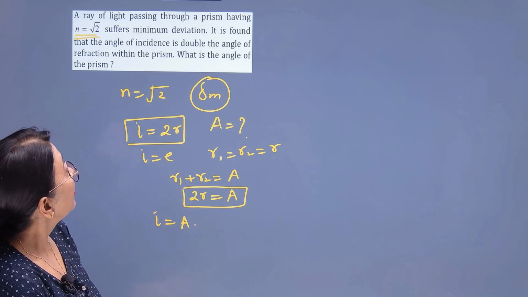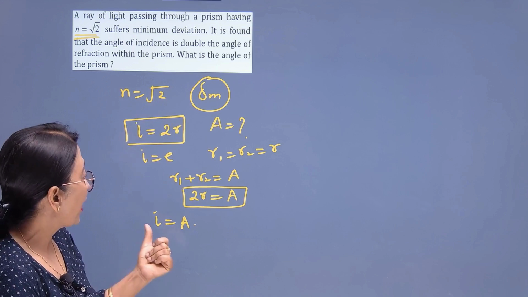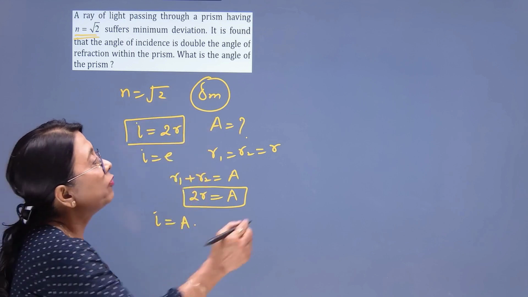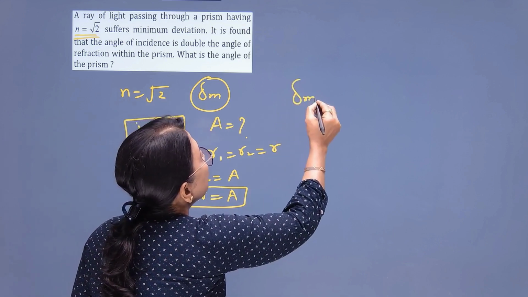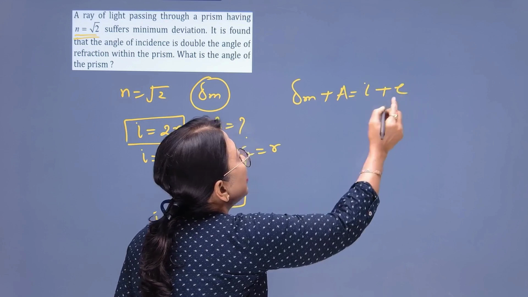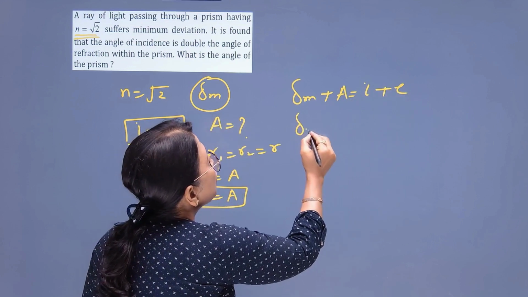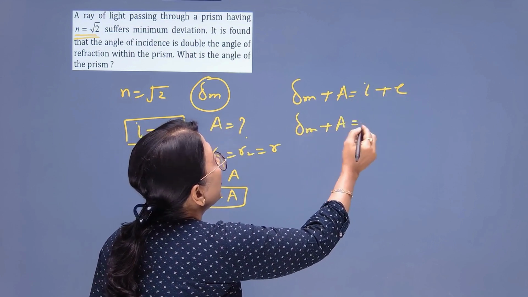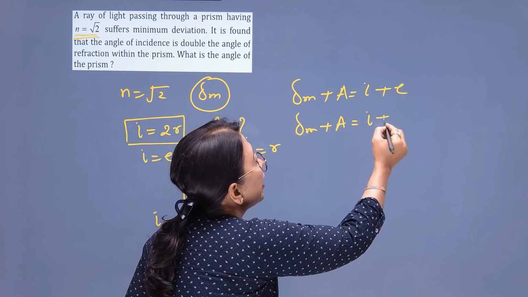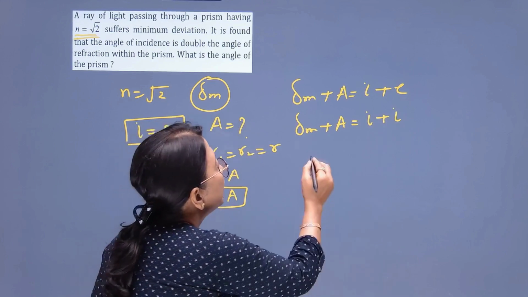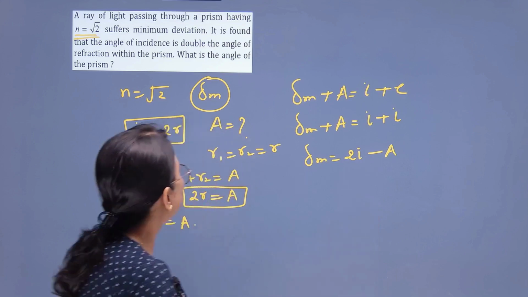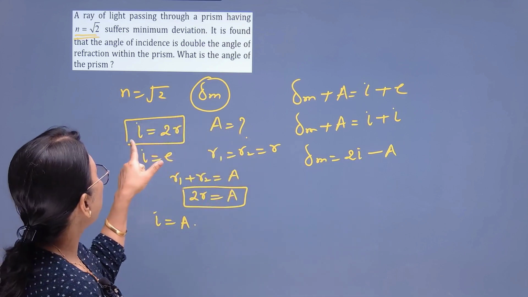Now next. What is the angle of prism? लेकिन angle of prism ही मुझे निकालना है, तो del M के लिए भी कुछ करना पड़ेगा. तो del M का फॉर्मूला हमें याद है कि del M plus A is equal to I plus E. E और I दोनों बराबर हैं, so del M plus A is equal to I लिख लेते हैं. So this will be your E की जगह I, so this I plus I. Right? So del M will be equal to what? 2I minus A.